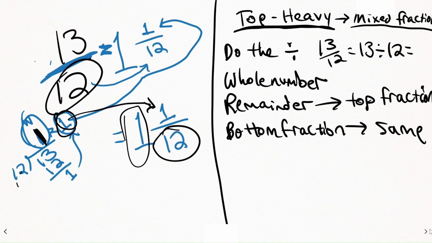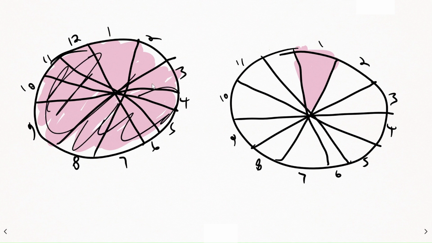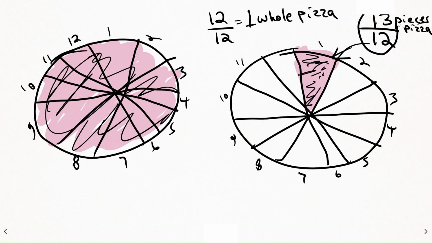Now, why is that? Because if you think about pizza, say we have this pizza, and it's divided into 12 pieces, and you and I eat all the pizza, we eat all 12 pieces out of 12. That's one whole pizza. But then we eat another piece, or I eat another piece because I'm a big hog. So together we've eaten 13 pieces of pizza, and the pizza was divided into 12 pieces. So that's what that 13/12 means.